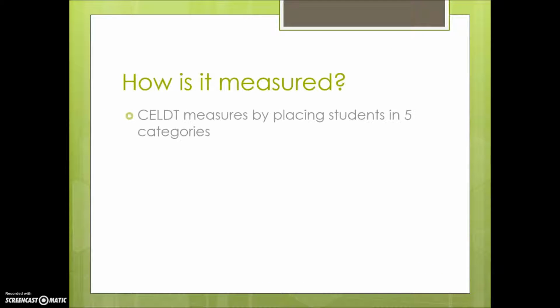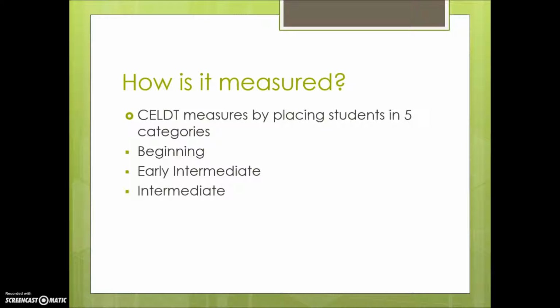How is it measured? The CELDT measures by placing students in 5 categories. Here are the 5 categories, starting from the beginning stage, early intermediate stage, intermediate, early advanced, and advanced. So each year students are assessed on their progress in every level, determining whether they need to move up or if they need to stay the same.